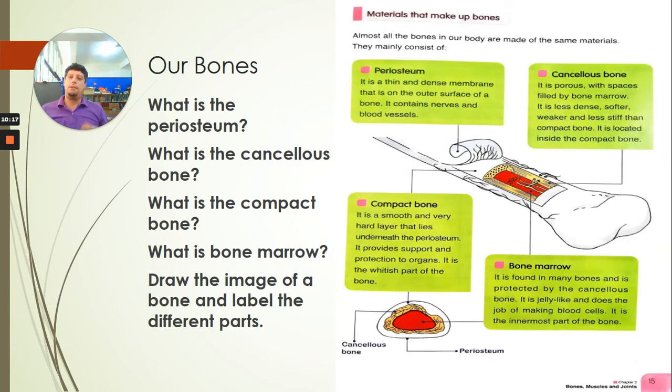Okay, so now we're going to learn more about the materials that make up bones. If you can picture in your head what your arm bone looks like, this is exactly the same. And now you're going to learn exactly how the bone is made up. So page 15, please follow at the top. Almost all the bones in our body are made up of the same materials. They mainly consist of 4 things, and we're going to go through these first. So the first one, this one, is periosteum.